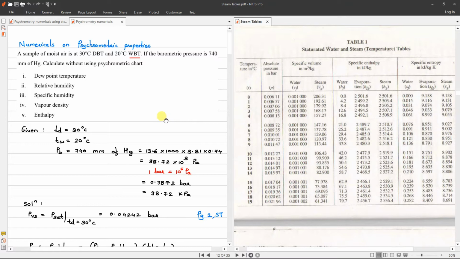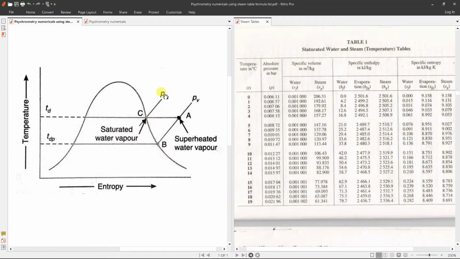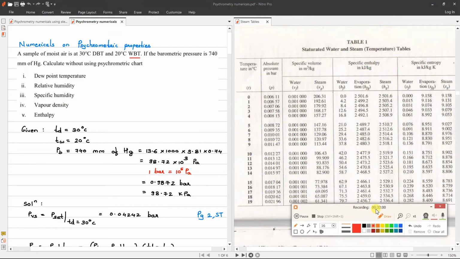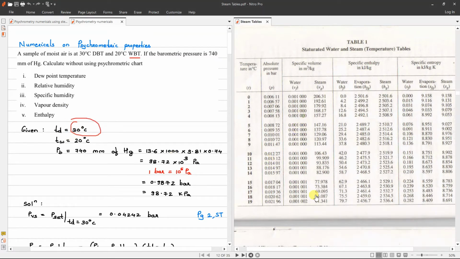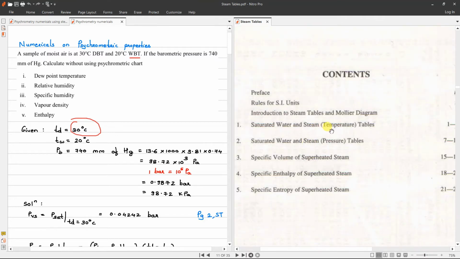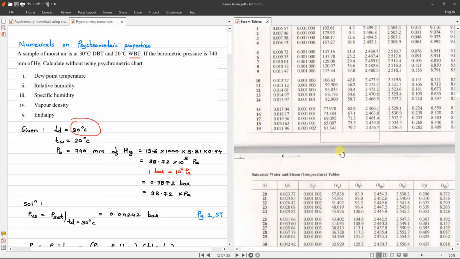First step is we have to calculate PVS. How to calculate PVS? See the diagram. PVS is PSAT, the saturation pressure at dry bulb temperature. What is the dry bulb temperature? Dry bulb temperature is 30 degrees Celsius. In the steam table, if you see the index, we have temperature tables and then pressure table. So we will see the temperature table. You have to locate 30 degrees Celsius temperature.